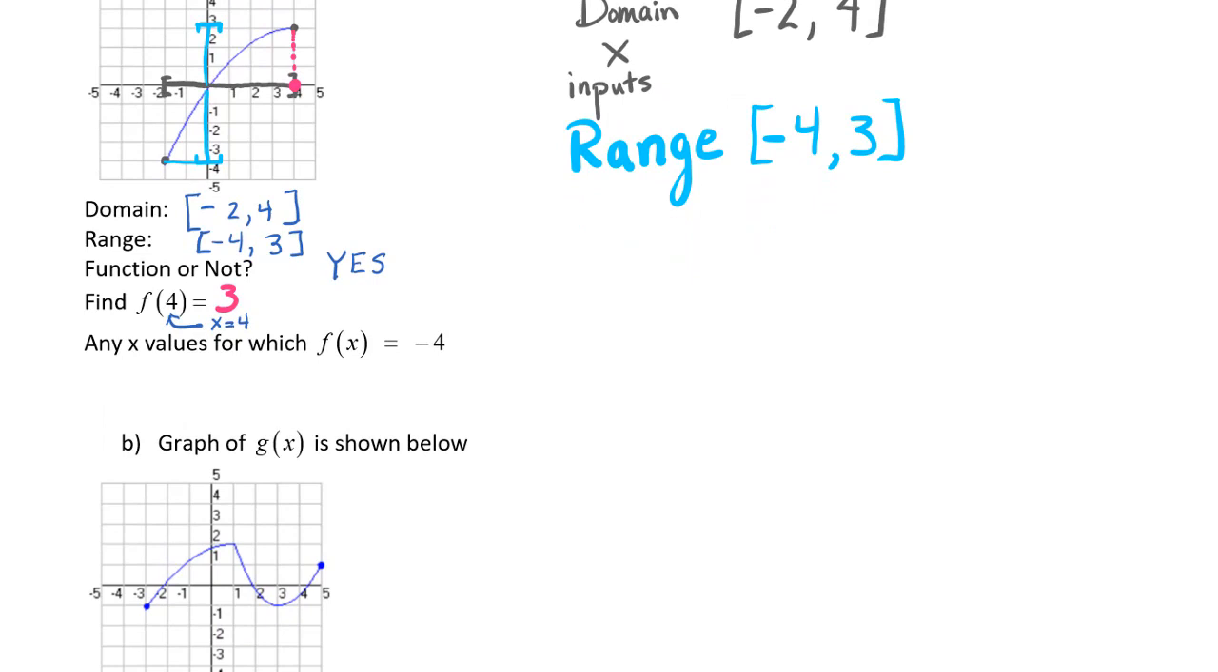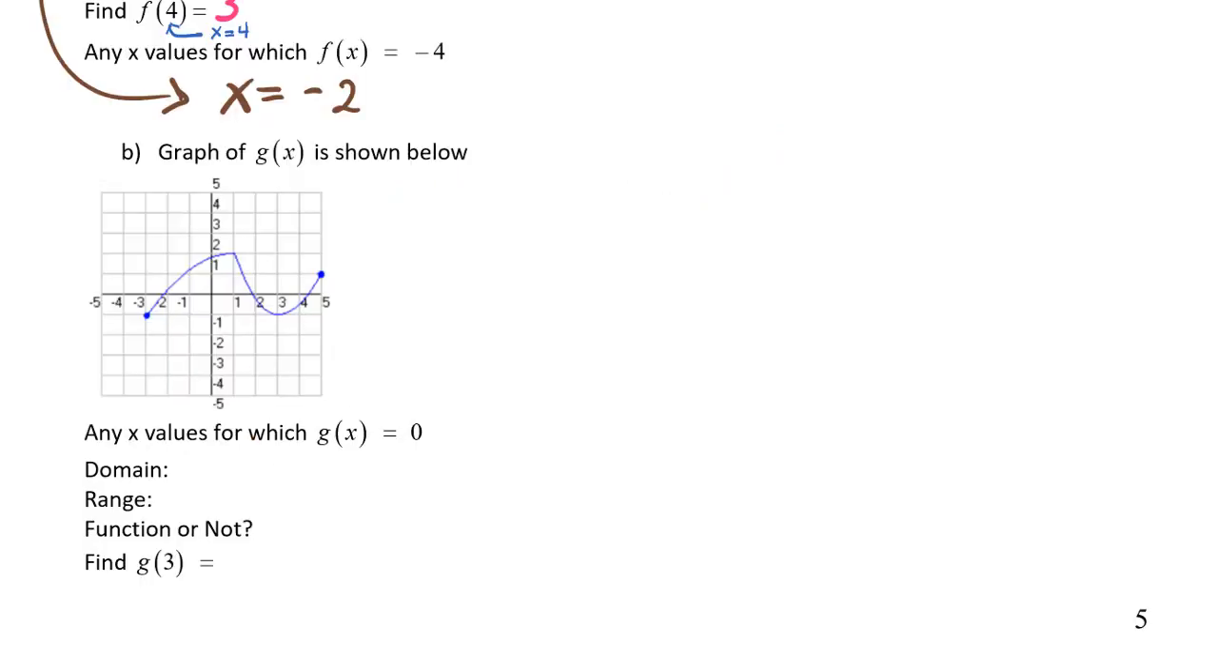And then the last question is any x values for which f of x equals -4. This is saying when y, or when the output is -4, what is the x value? And we can say, oh, well, when the y value is -4, that's along this value, y equals -4. So the only point at which that happens is right here at x equals -2. At this point, we're going to stop the video, and I'm going to let you work on part B.